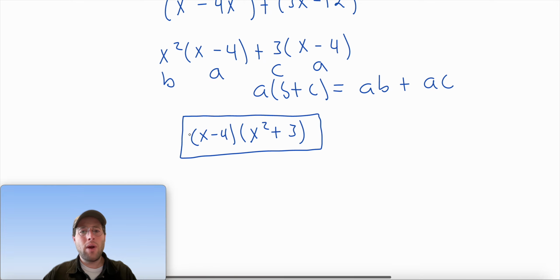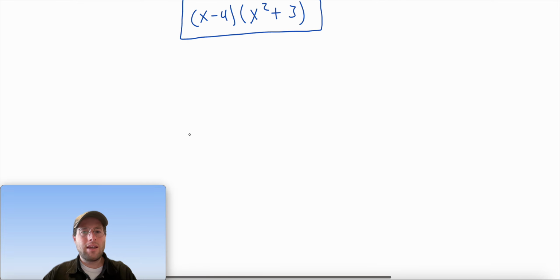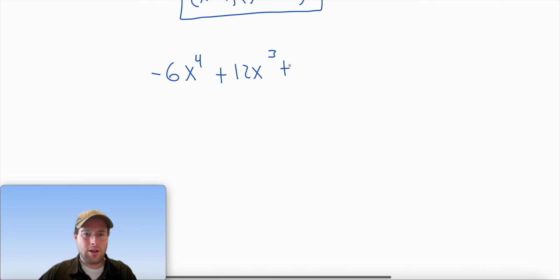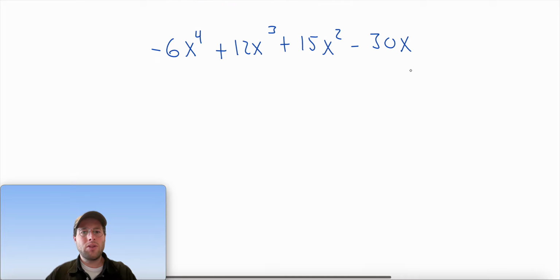All right, so let's go ahead and move on to the next example here. Let's see what I have. Negative 6x to the fourth plus 12x cubed plus 15x squared minus 30x. All right, so for this one, again, the first thing we're going to want to try and do is take out the greatest common factor. And in this case, let's see here, the greatest common factor we can take out, it looks like it's going to be a negative 3x. And so let's go ahead and do that.